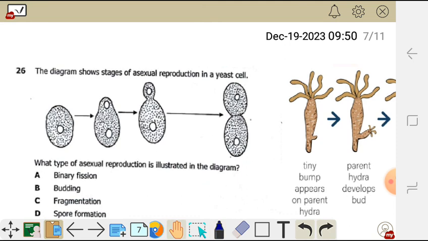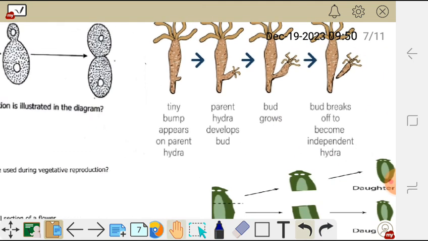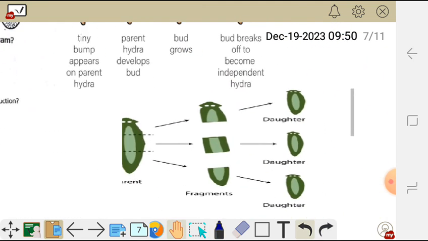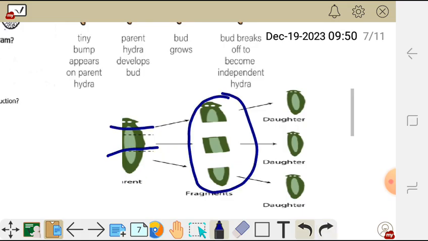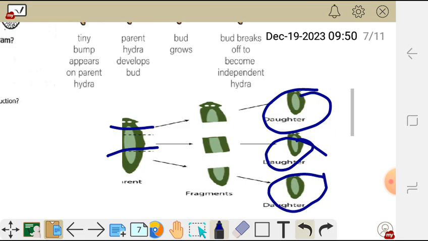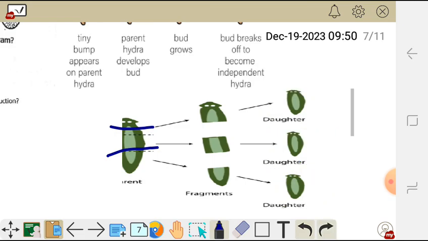Then fragmentation. In fragmentation, we have formation of fragments. We have the parent cell dividing or breaking. It is breaking into pieces. These pieces are called fragments. Then those fragments develop into daughter cells. That is fragmentation.